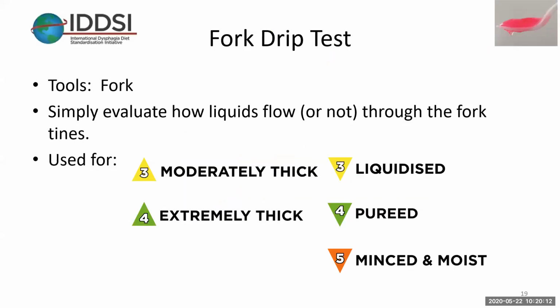So the next test method to discuss is the fork drip test. Here we are evaluating how liquids flow or they don't flow through the tines of the fork. And we use this test in levels 3, 4, and 5.